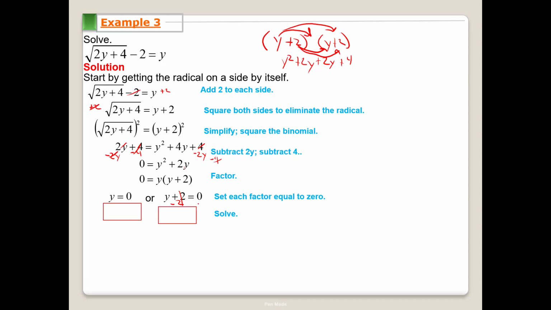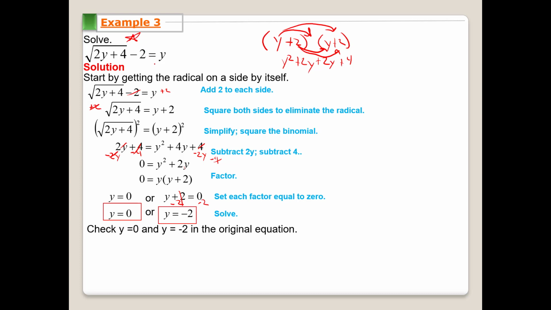Sorry, that was a bad looking 2. Subtract 2 from that side. So we have y equals 0 and y equals negative 2. In our last step here, we got to check the original equation. Our original equation up here is what they're talking about, right?